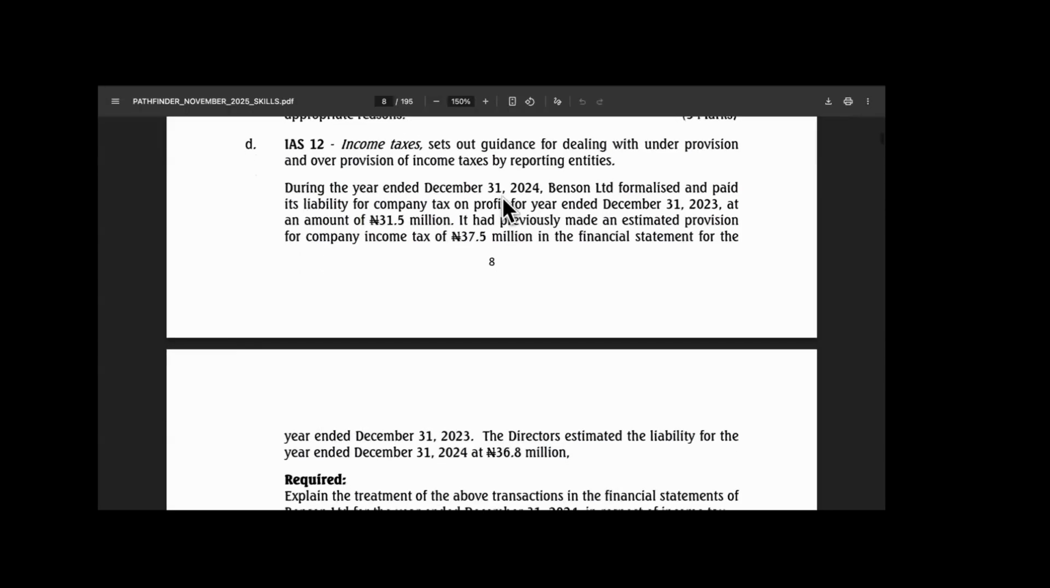Please confirm that you can see this question on taxes on my screen. Please confirm that you can see it. Sir, it's only the status bar that we can see. Okay, let's see. What about now? Yes, sir. Okay, good.